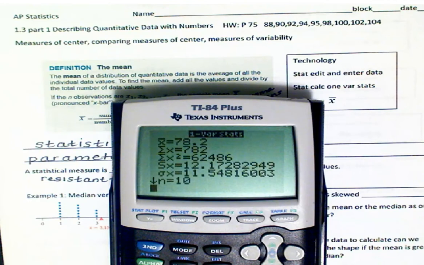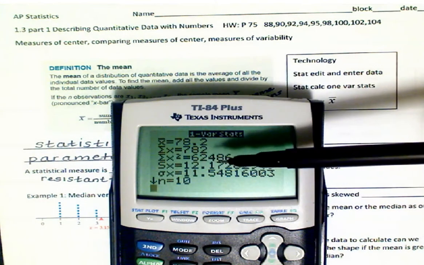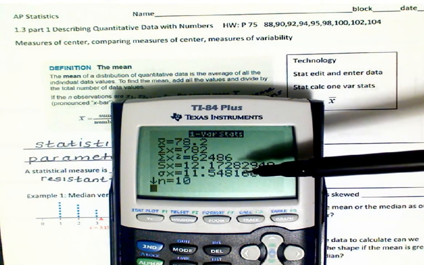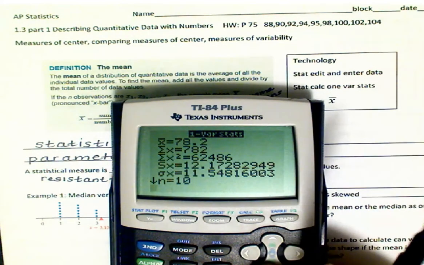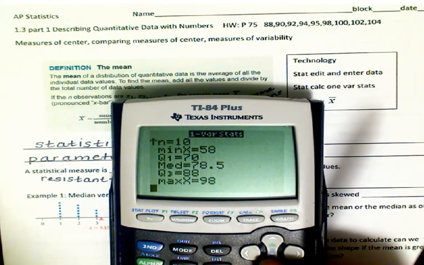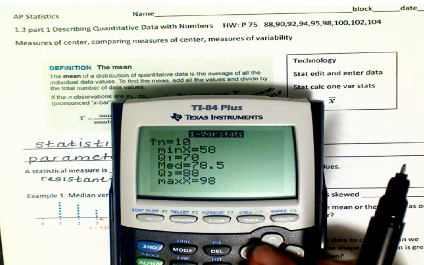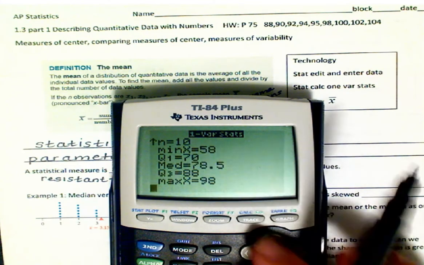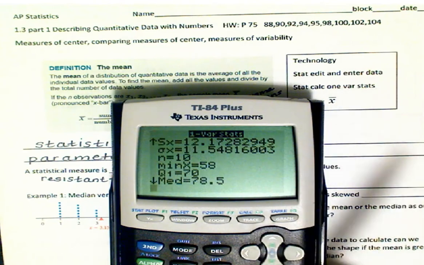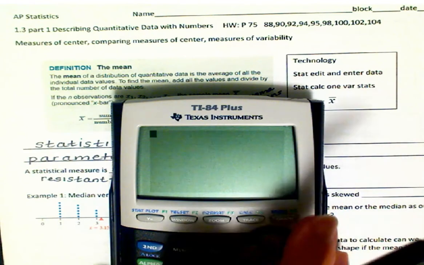It will give you x bar, there's your mean. And then that's the sum of your x's. And then this is your standard deviation. It also gives you the 5-number summary, which we'll be talking about in part 2. So it does give you a lot of the data, and it says there's 10. So that's another way that you can find the mean, by putting it in the calculator, and you find a lot of other values as well.